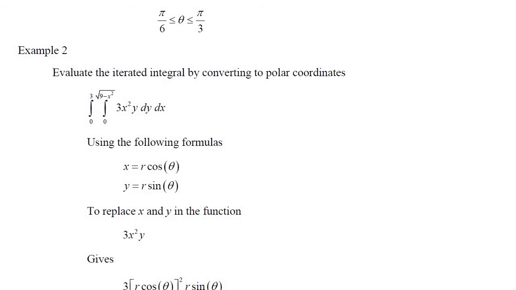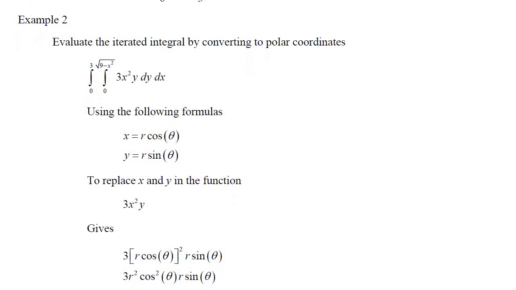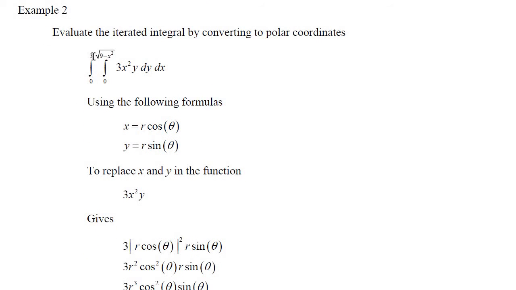So let's take a look at an example. Let's say we want to evaluate the iterated integral by converting to polar coordinates. So here we have the following. The integral from 0 to 3 of the integral from 0 to the square root of 9 minus x squared of 3x squared y dy dx. So we could attempt to integrate this with respect to y, then with respect to x. I have no idea how difficult it would be using those particular coordinates. But let's convert this into polar coordinates.